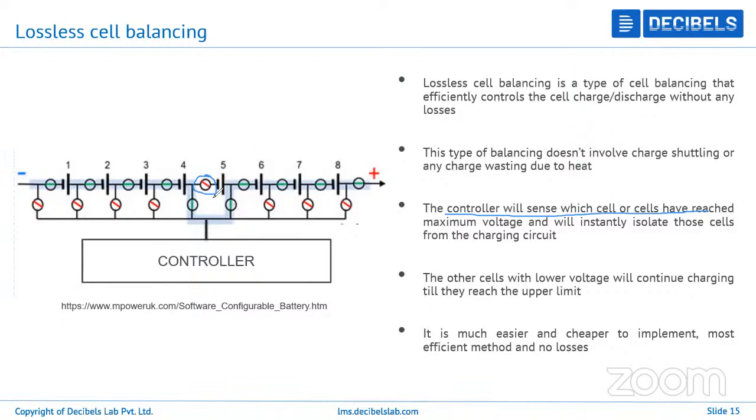Suppose this is the cell over here, cell number 4. Let's say it has reached maximum voltage. So what it will do, it will disconnect this. This particular red line here means it is disconnected.